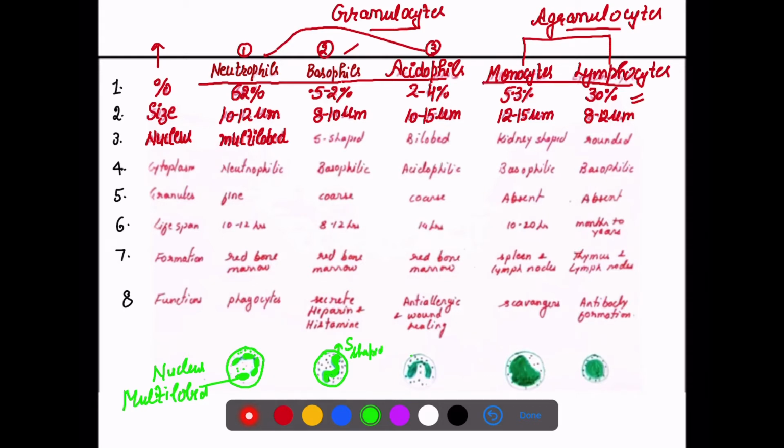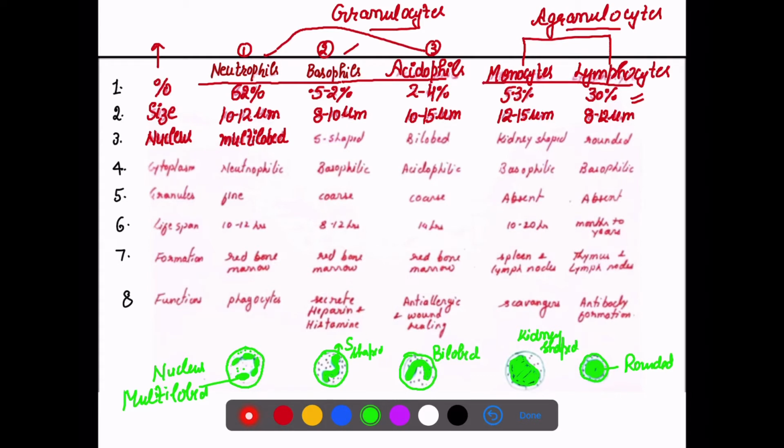And the acidophils, how many lobes do they have? You can watch here, that is two lobes only. So this is called a bilobed structure. So acidophils have a bilobed nucleus. Now monocytes, their size is also more, and the nucleus is kidney shaped. Okay, so here the nucleus is kidney shaped, and the last one is lymphocytes, and the nucleus in lymphocytes is rounded.